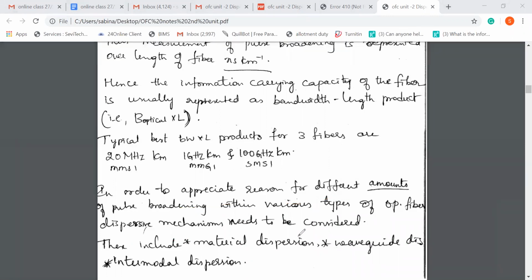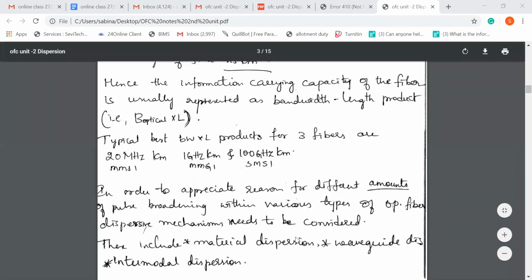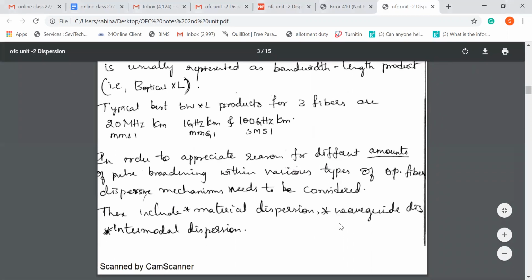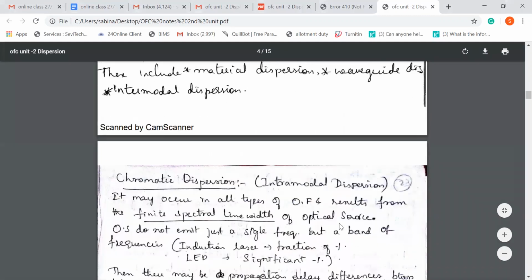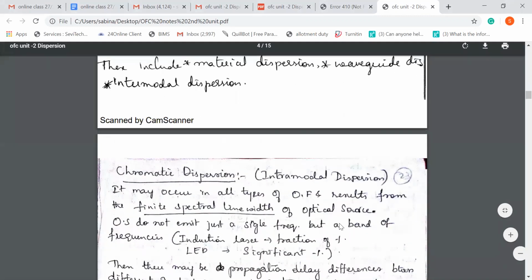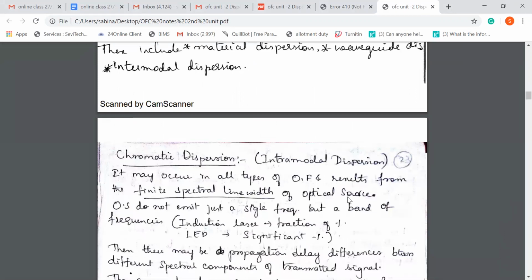Now, in order to appreciate the reason for different amounts of pulse broadening with the various types of optical fiber, we have to learn that there are different types of dispersion mechanisms. One is called chromatic dispersion, also called intramodal dispersion. What is that intramodal dispersion actually?